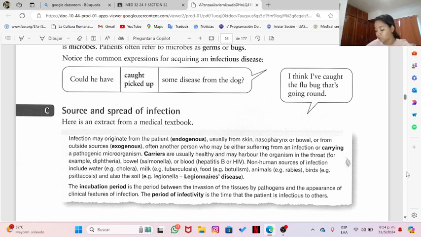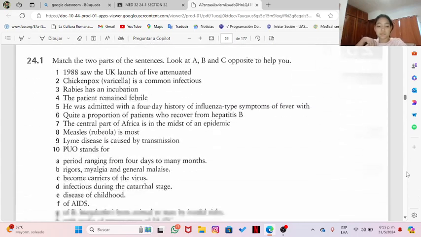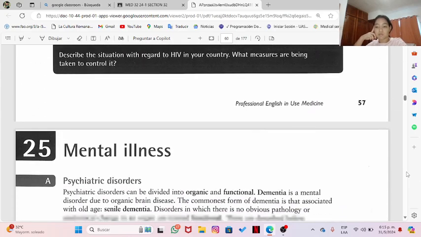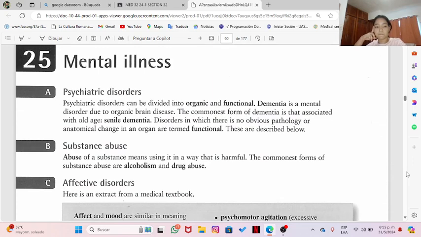The incubation period is the period between the invasion of the tissues by pathogens and the appearance of clinical features of infection. The period of infectivity is the time that the patient is infectious to others. The exercise is in another video because it's easier for me. And the translation too.